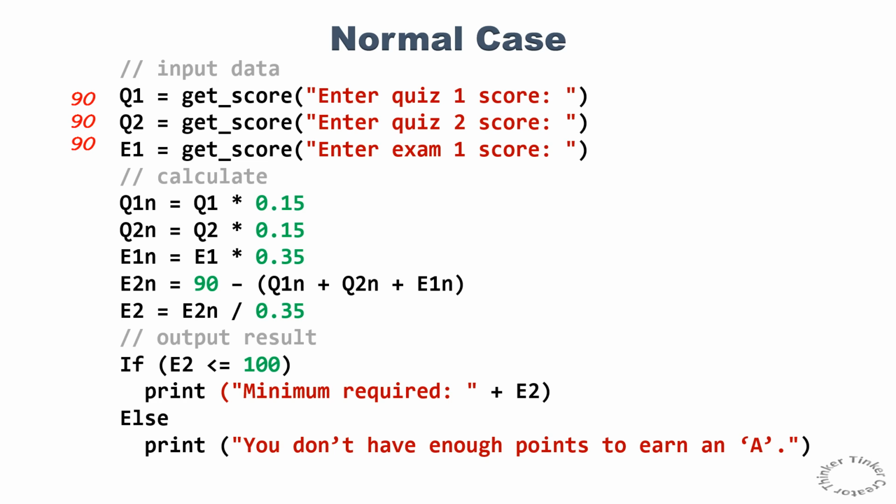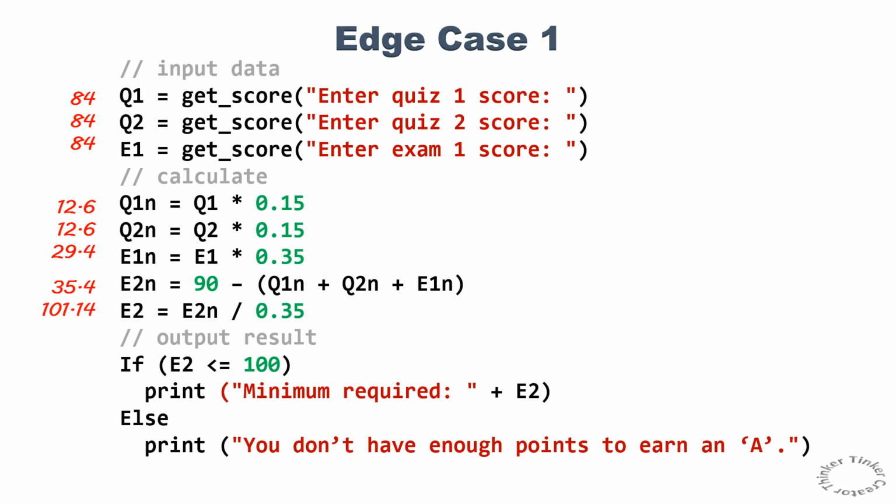Here are the scores. And the normalized scores. Run the calculation to find the exam2 score. Exam2 score is valid, so output the result. Here are the scores. And the normalized scores. Run the calculation to find the exam2 score. Exam2 score is invalid, so output the message.